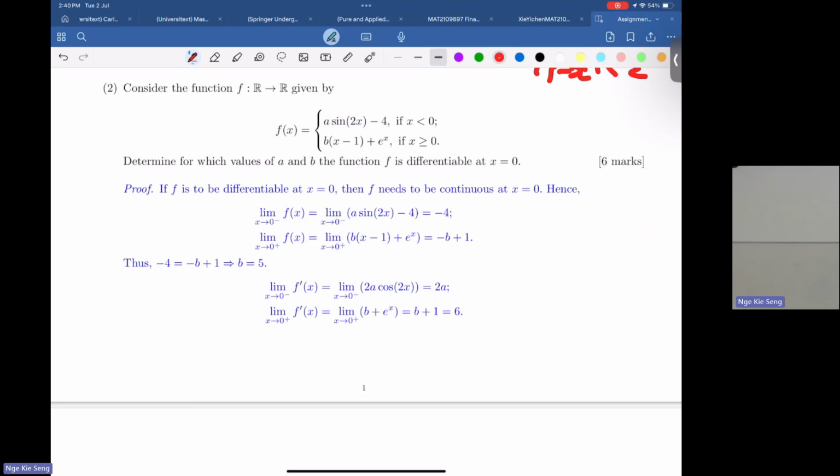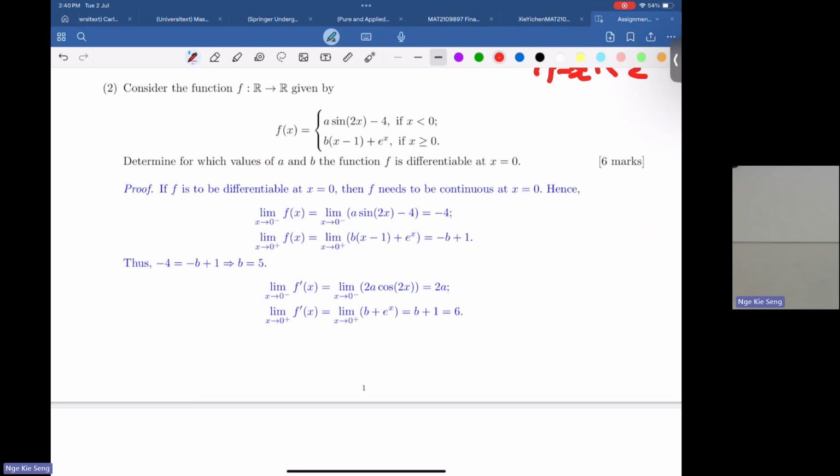Can I not check continuity or not? Cannot. The answer is cannot. Why cannot? Because differentiability implies continuity. So if you want differentiability, continuity must be there. So you need to check both. Does it make sense?